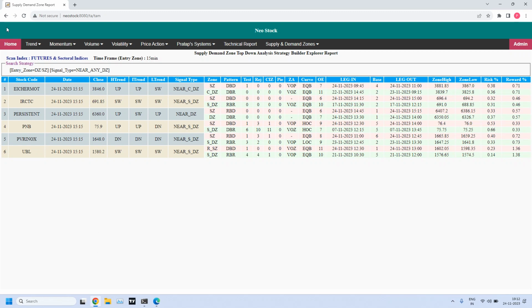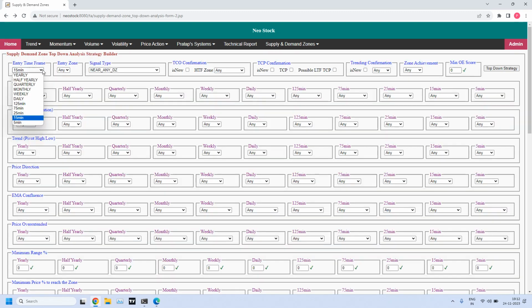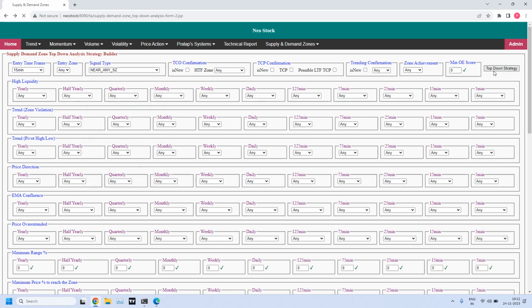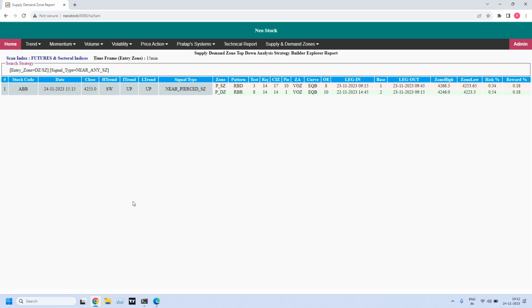So let's go back. Entry time frame is 15 minutes. Let us find the stocks which are near to the 15-minute supply zone. So only one stock is filtered. But this is a pierced zone. Demand and supply zone both are pierced.